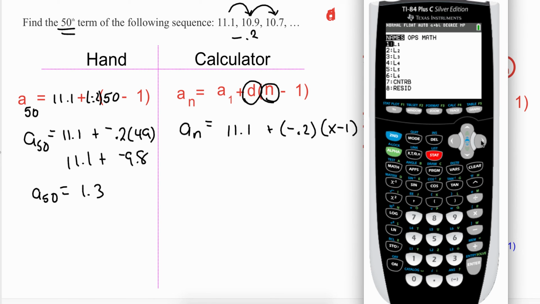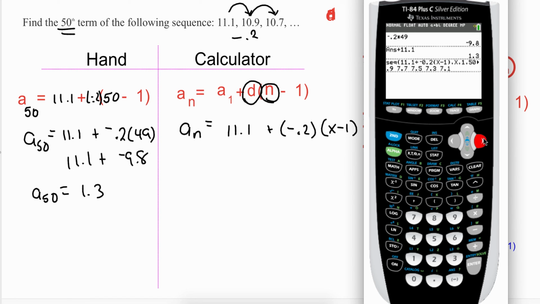So I'm going to come back over here. I'm going to go into stat, over to operations, into my sequence, clear that out, because my new sequence says take 11.1, add on -0.2 times parentheses x minus 1. My variable is x. I'm going to start at 1 and go to 50. I'm going to paste. And there's my sequence. Now to find the 50th term, I'd have to sit here and scroll all the way over.